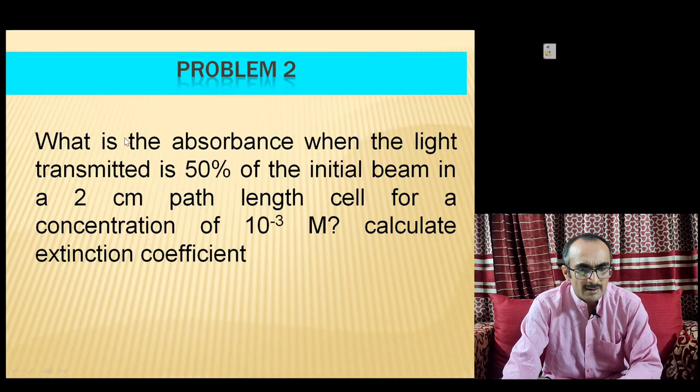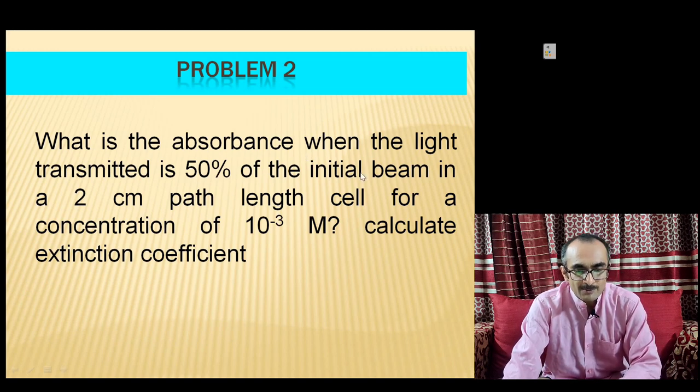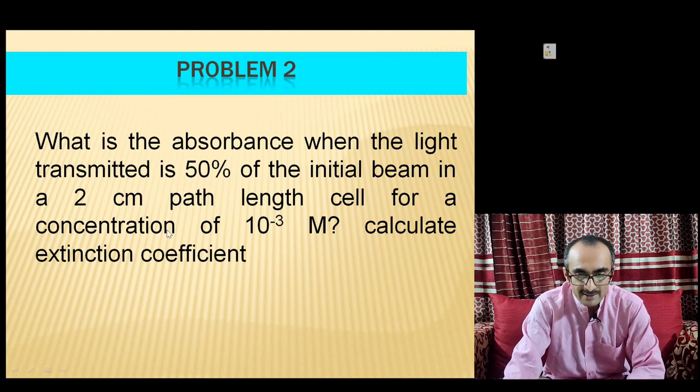Now let's take another example. What is the absorbance when the light transmitted is 50% of the initial beam in a 2 cm path length cell? A cuvette is also called a cell. So the width of the cuvette given is 2 cm, and transmitted light is 50% of the initial beam, and the concentration of the sample is given as 10 raised to the minus 3 molar. So we need to calculate the extinction coefficient of this.